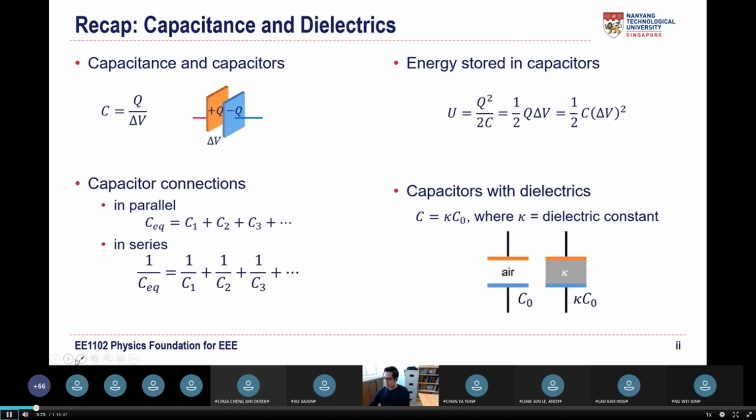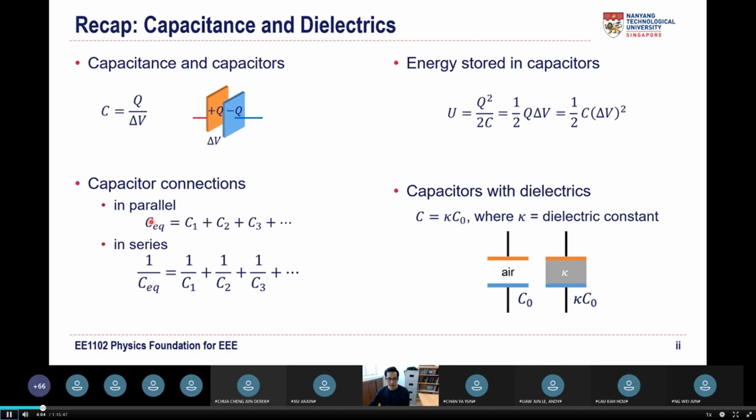There were 2 topics that we covered 2 weeks ago. The second topic is on capacitance and dielectrics. By having 2 conducting plates separated at a certain distance d, you can create a capacitor, and a capacitor can be used to store charges. The amount of charge that can be stored in a capacitor is given by the geometry of the capacitor. And that capacitance is also given by the amount of charge that is stored in the plates divided by the voltage across it.